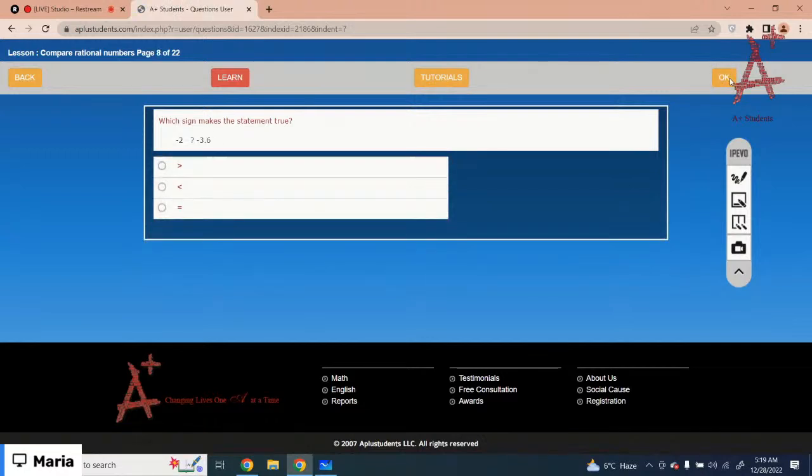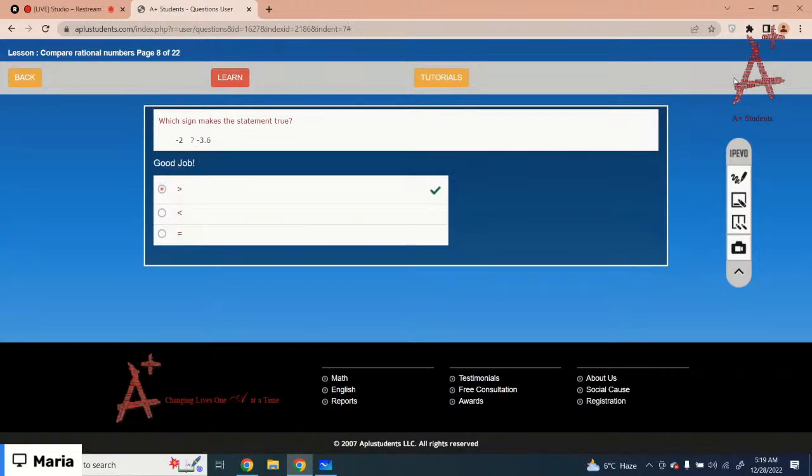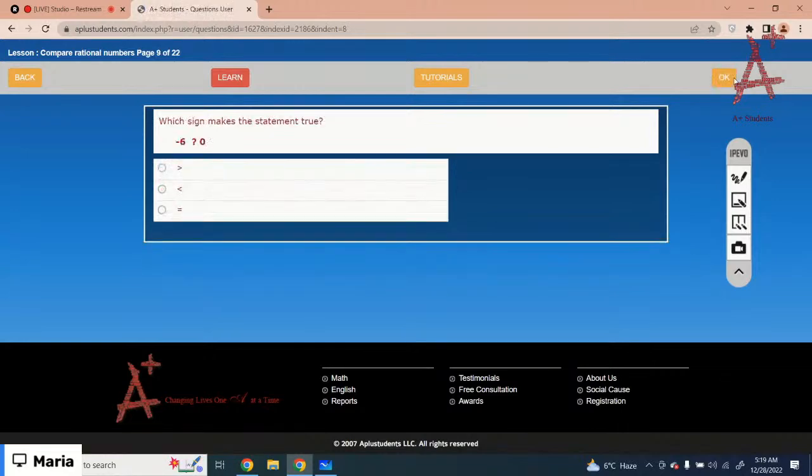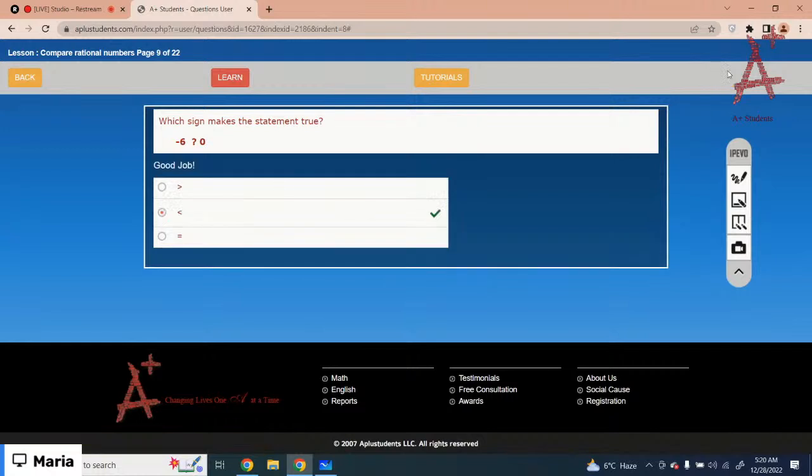Which sign makes the statement true? Negative 2 is greater than negative 3.5. Got it? Okay, negative 6 and 0. Negative 6 is less than 0. Got it? All the negative numbers are always less than 0. Got it?